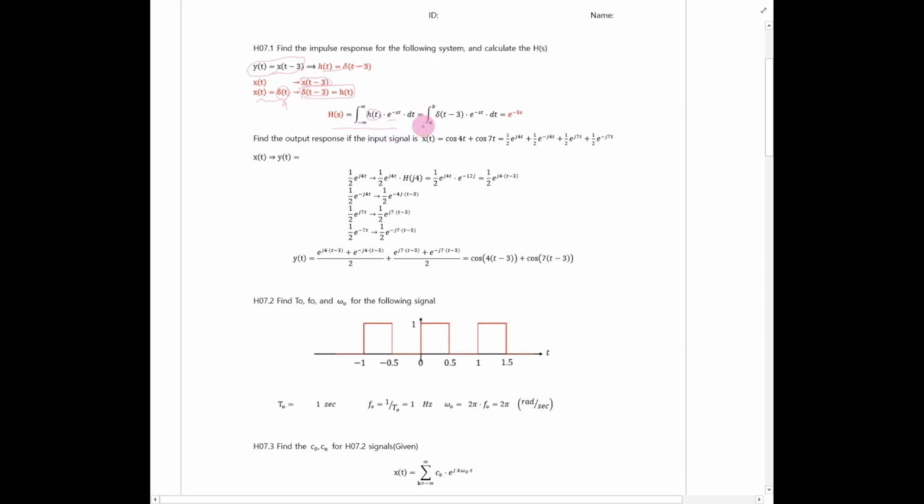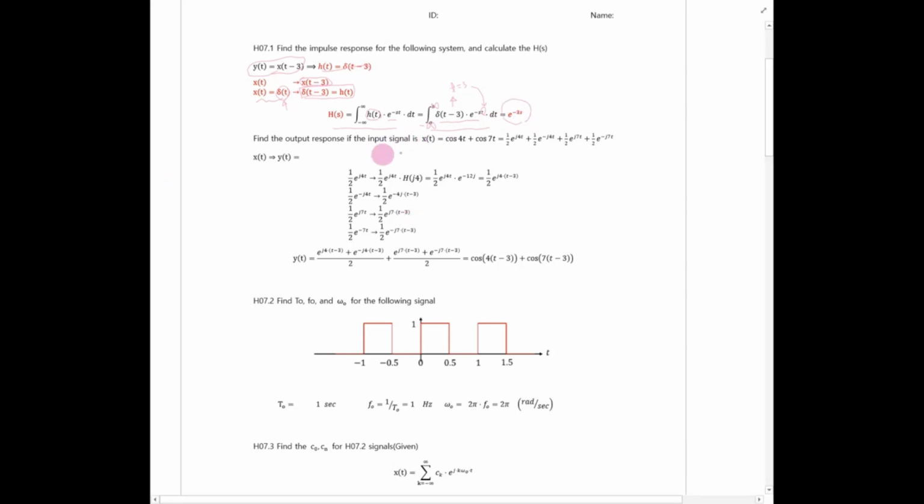So the index goes from minus infinity to infinity, and taking the integration of the delta function, it has a non-zero value only at t equals 3. So we just replace t with 3, and then this integration is done. So we got this result. This is the first question.